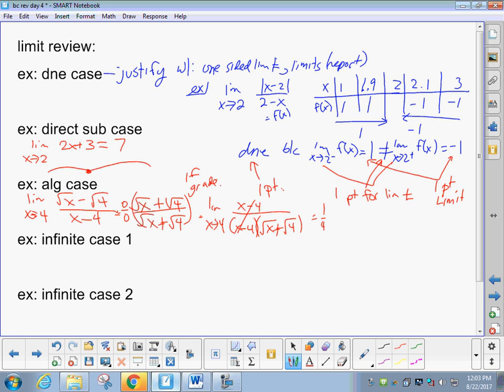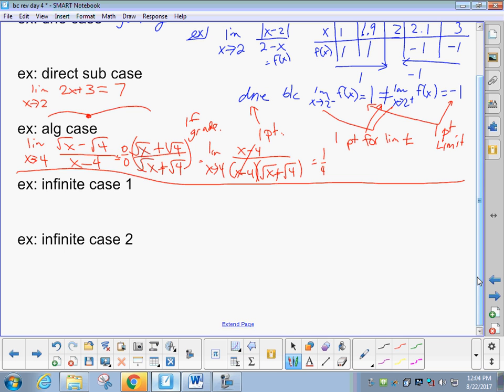Okay. All right. Infinite case 1, infinite case 2. These sometimes result in errors on the multiple choice. So in both these cases, I'm talking about either x goes to a constant, y goes to infinity, or y goes to a constant, x goes to infinity. So they both mean two totally different things.